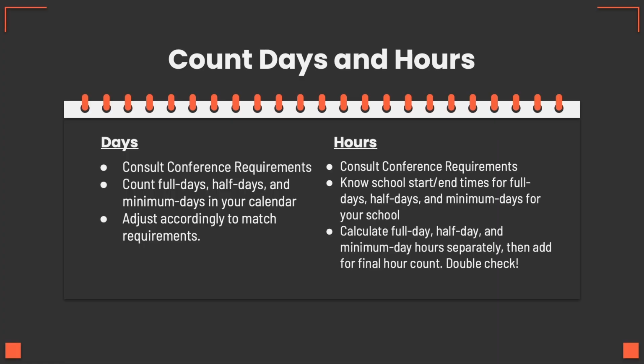Okay, so going back to hours now. You have a required number of hours that you have to be using for instructional time during the year. Again, you can consult your conference requirements for that. You will want to know the start and end time for your full day of school, your half day, and your minimum day. Then you calculate each of those separately, like, I have 40 full days, and then I have this many half days. Calculate them each separately and then add them together and double check or triple check.